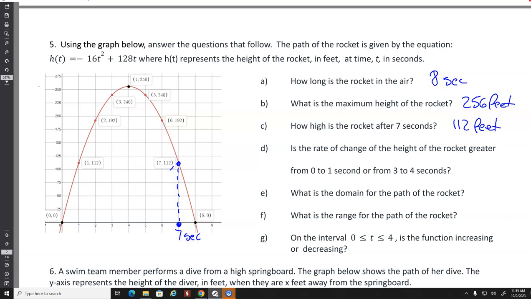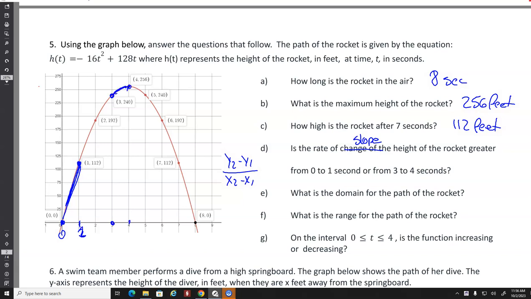Now, is the rate of change of the height of the rocket greater from 0 to 1 or 3 to 4? Rate of change is our slope. Everybody should be familiar with the slope formula: y2 minus y1 over x2 minus x1. It's asking us if the rate of change is greater from this point to this point, from 0 to 1, this piece, or is it from 3 to 4, this piece?